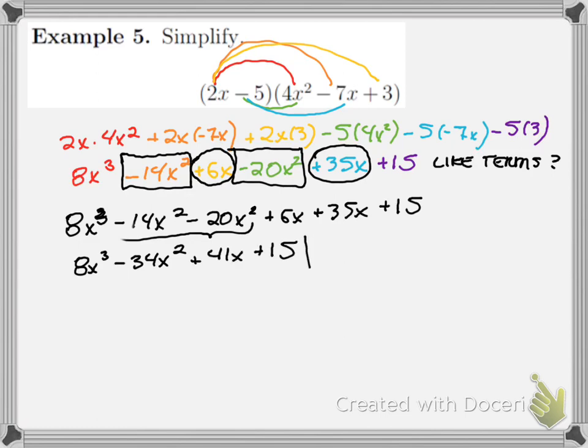plus 15. Okay, so if we did all of our arithmetic right, that should be our final answer. And again, all of our variables have different exponents, so at this point, there's nothing else that we can combine.